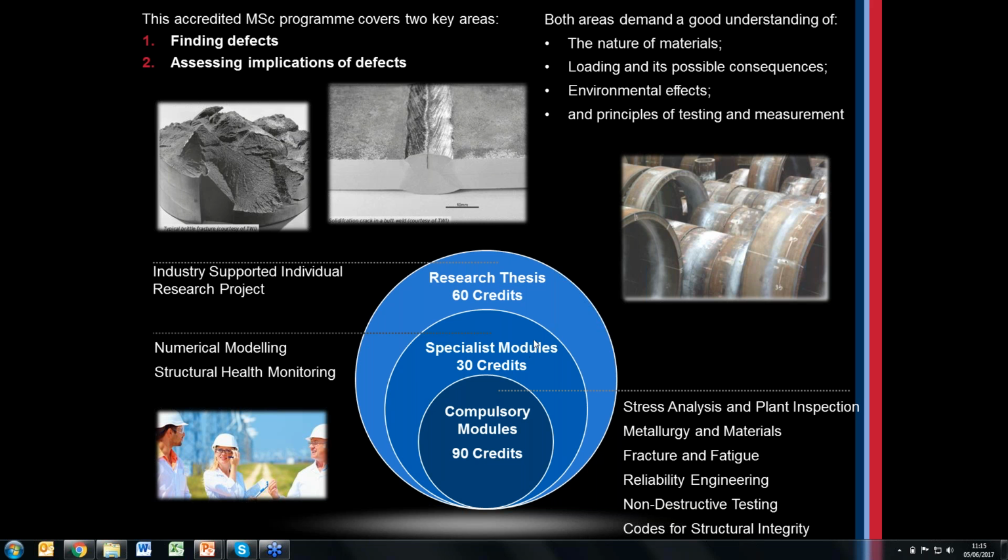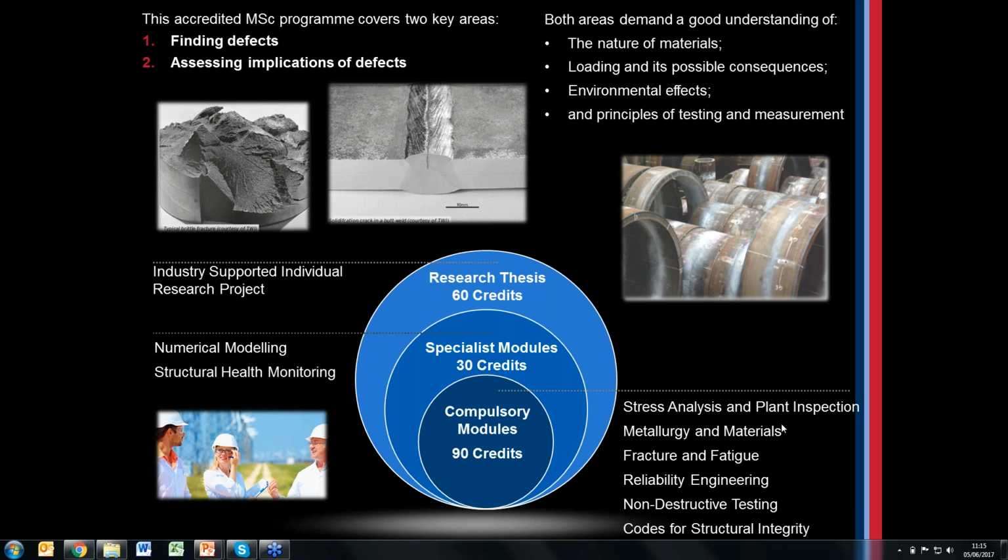To look at how the structure of the program is set up, as you can see from the diagram at the bottom of this slide, we have a series of compulsory modules. Each of our modules is 15 credits, so we have 6 compulsory modules.